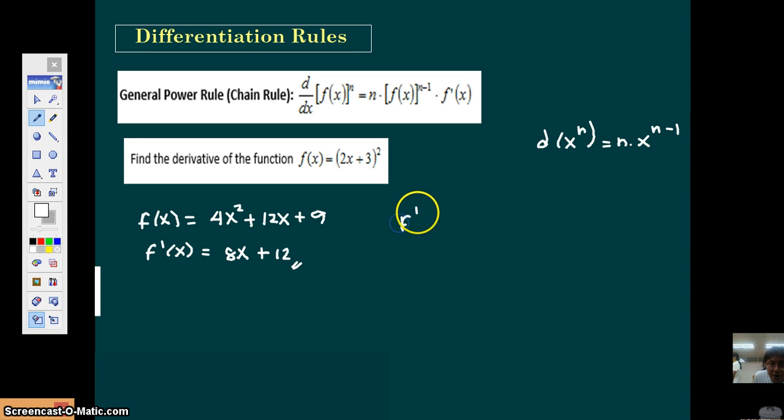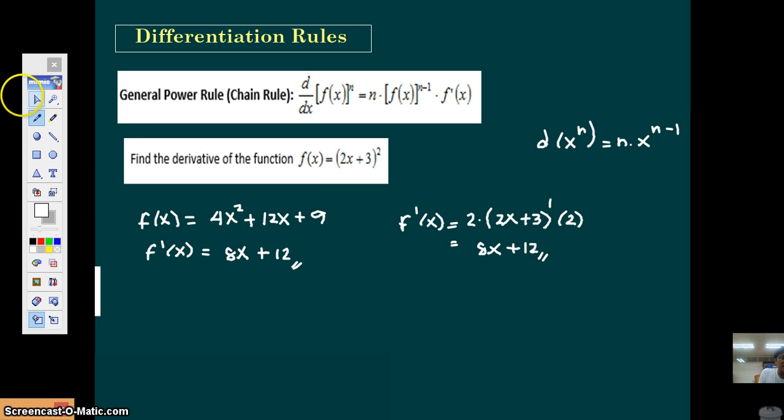So f prime would be bringing the power 2 down first, and then multiplying it by the quantity 2x plus 3 with the power decreasing by 1, so this becomes 1. And then the derivative of what is inside. The derivative of 2x plus 3 is 2. So we'll get 2 times 2 is 4. Multiply it, distribute it to 2x plus 3. We'll end with 8x plus 12.